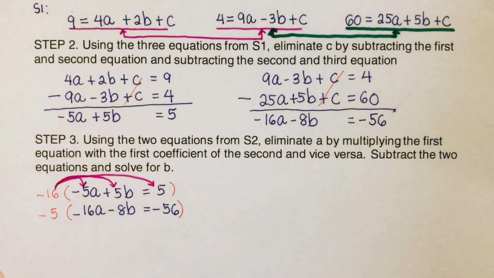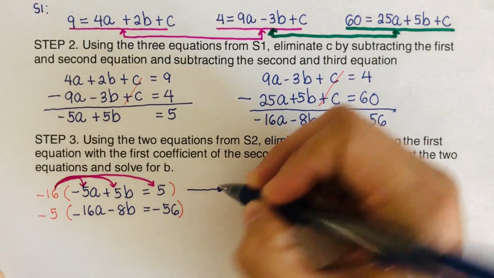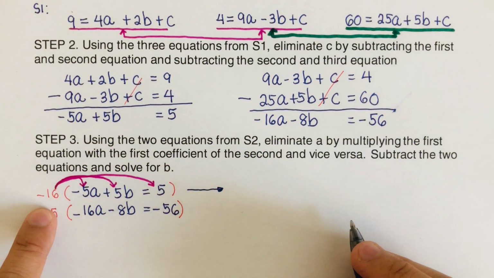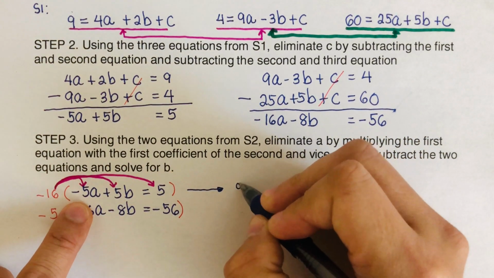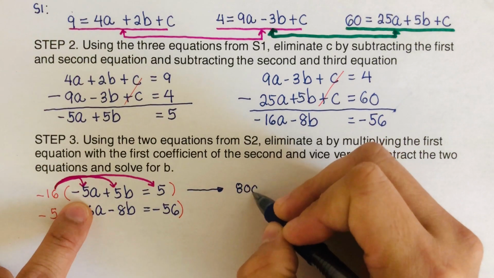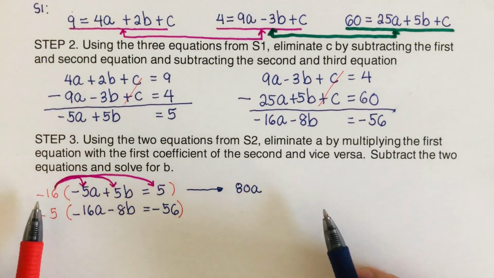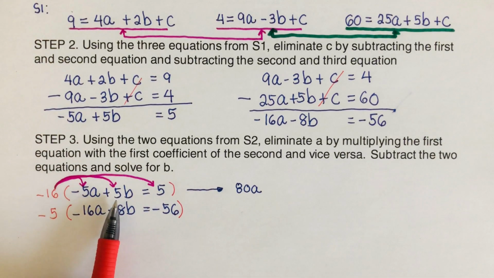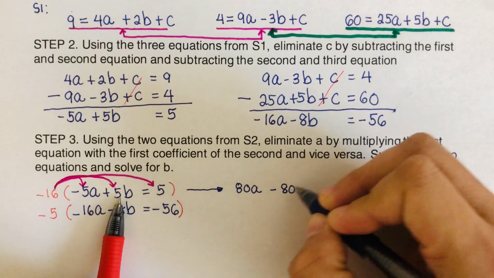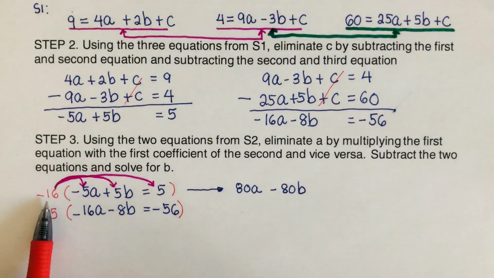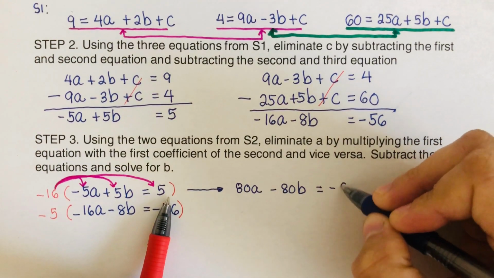So from here, after we distribute that, negative 16 times negative 5a would be 80a. So I'm going to write 80a. That's positive because both are negatives. Now, negative 16 times 5b would be a negative 80b. And then negative 16 times 5 would be equal to negative 80.